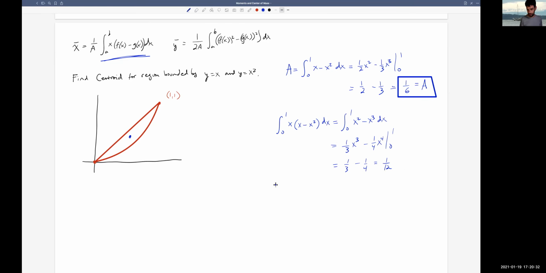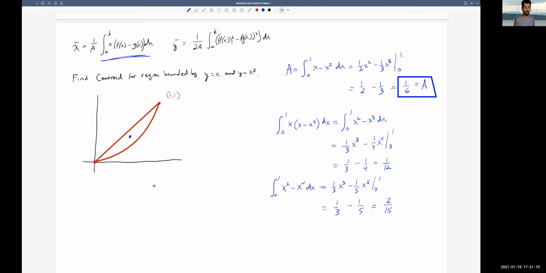And let's compute the other integral we're going to need. This is going to be from 0 to 1. Squaring both functions, we'll get x squared minus x to the 4th dx, which will be 1/3 x cubed minus 1/5 x to the 5th, evaluated from 0 to 1. 1/3 minus 1/5. That's going to be 2/15. Right, 5/15 minus 3/15 gives me 2/15.